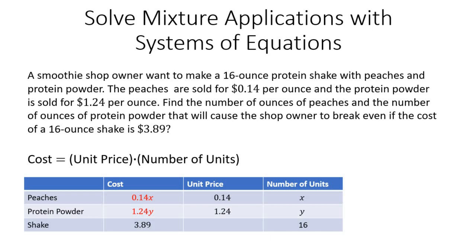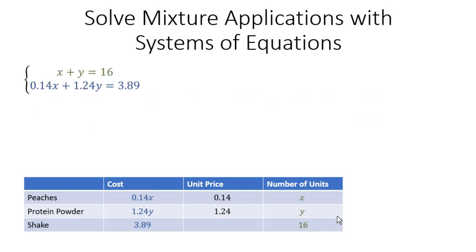I know that to break even, the cost of the peaches plus the cost of the protein powder has to equal the total cost of the shake. And I know that the number of ounces of peaches plus the number of ounces of protein powder is going to give me my 16 ounces for my shake. So I can go ahead and create a system of equations. This cost plus this cost should equal this total cost. And this number of ounces plus this number of ounces should equal this total number of ounces. So I get these two equations. X plus Y equals 16 from this last column.